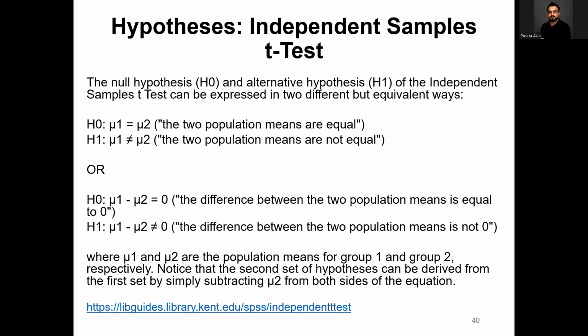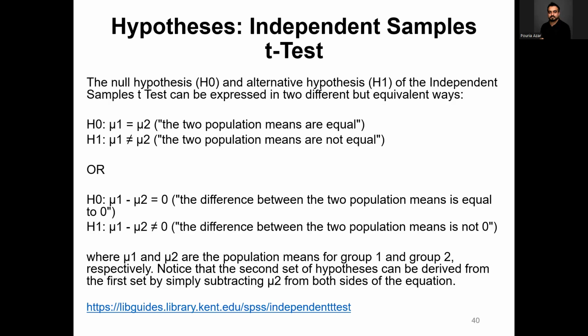The null hypothesis for independent t-test is the two population means are equal. That is my null hypothesis. Or I can say the difference between the two population means is zero. That will be my null hypothesis.